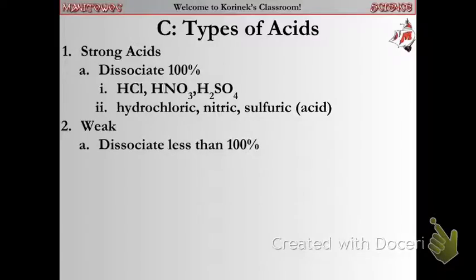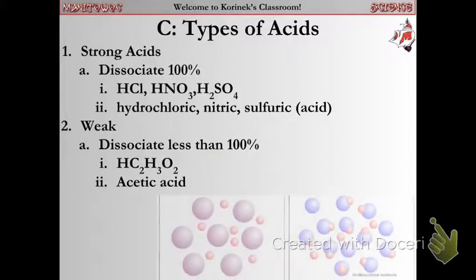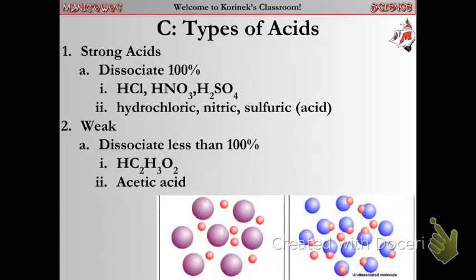Weak acids dissociate less than 100%, so they don't all break apart, the molecule that is. And a very common weak acid is this one, HC2H3O2, which is more commonly known as acetic acid. This is the acid that's in vinegar. So if you look at a picture here, if I were to ask you which one is the strong and which one is the weak, you hopefully would identify that as the strong acid and that as the weak acid.